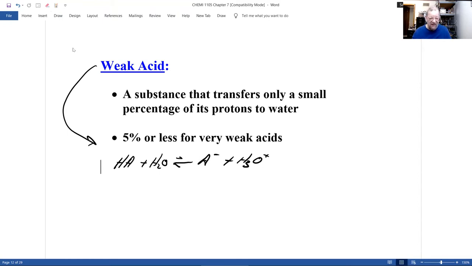And what's an example of that? A weak acid only gives up about 5% or less of its protons. And the most important example is acetic acid. Again, this won't be on a test. And where do you find acetic acid? In vinegar.